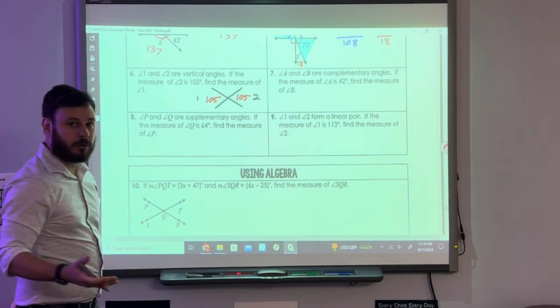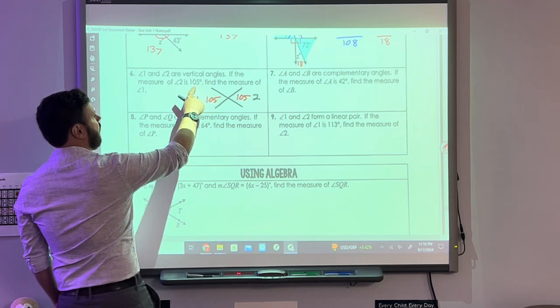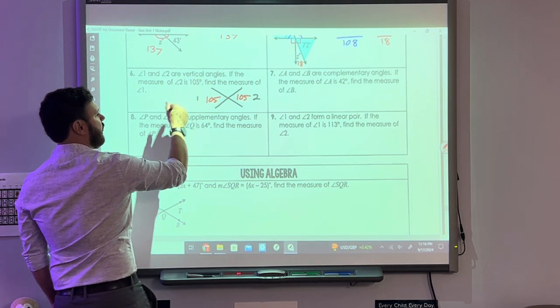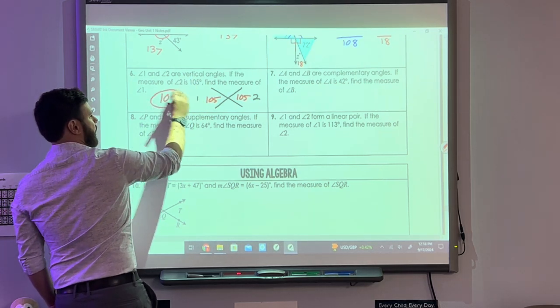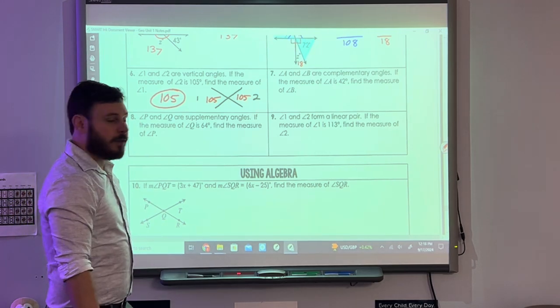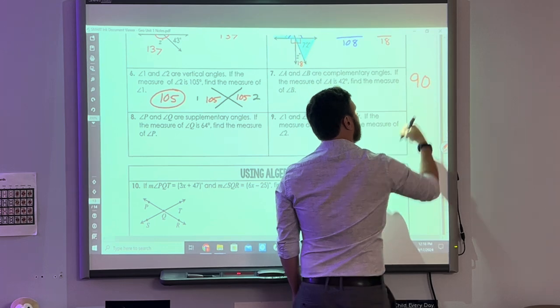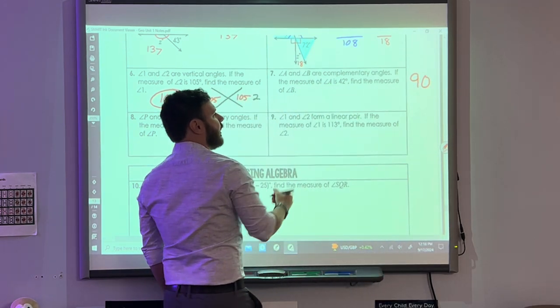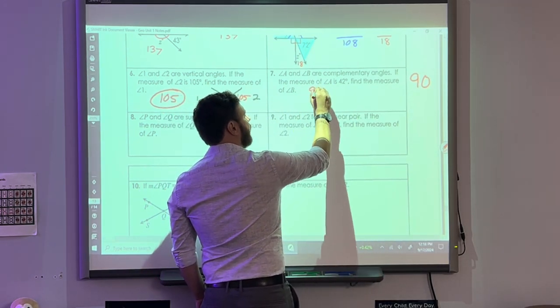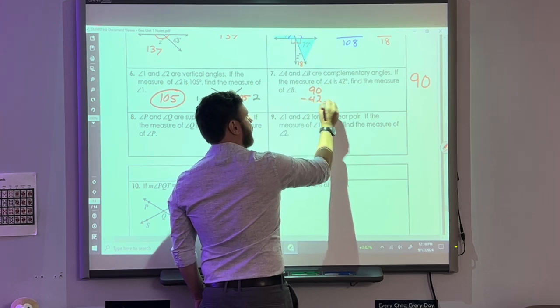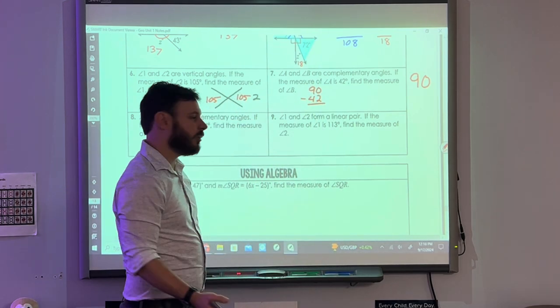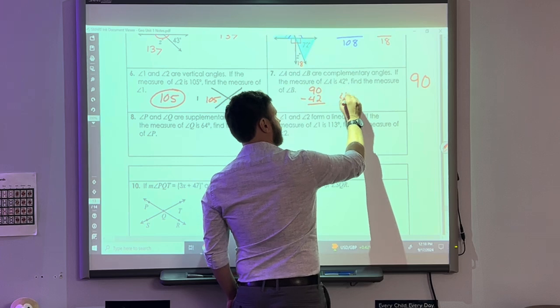We don't need the picture if you don't need to know. You could just know the definition. Hey, vertical, gonna be the same, so it's gonna match. But sometimes the pictures help. A and B are complementary. Complementary means 90. So that means them added together make 90. 90, take away the 42 I have to find out what I'm missing.